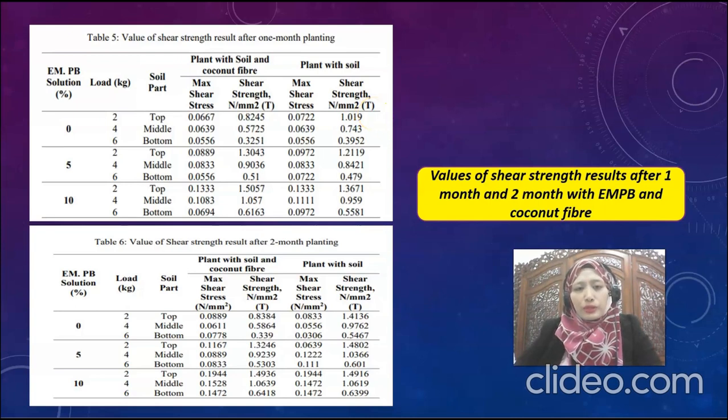So let's take a look at the 2 month planting with EMPB between 0 to 10%. The range value for the shear strength with the presence of coconut fiber is between 0.339 to 1.4936 Newton per millimeter square, while with the presence of EMPB without coconut fiber, the range value for the shear strength is between 0.5467 to 1.4916 Newton per millimeter square. So it is similar also, where the values for the shear strength are close to each other. So it can be concluded that the presence of coconut fiber is also able to enhance the slope.